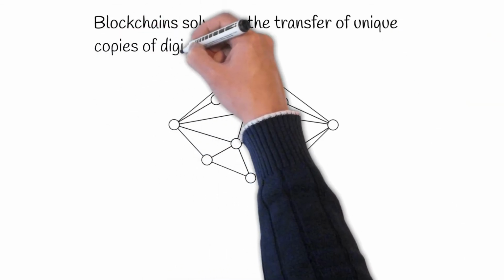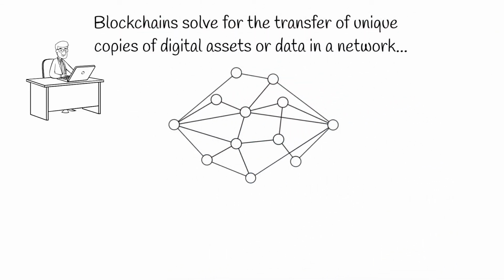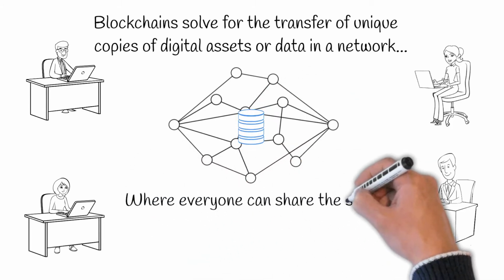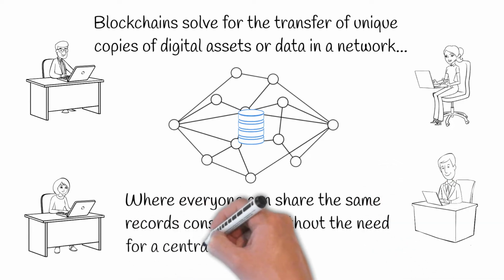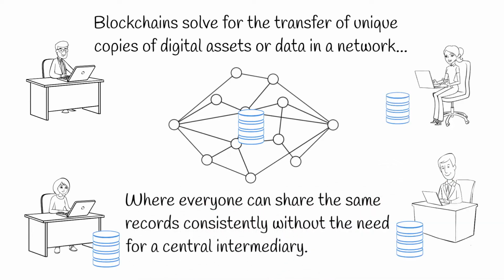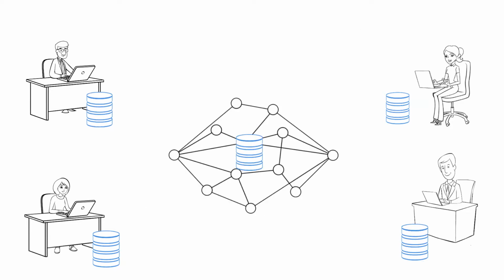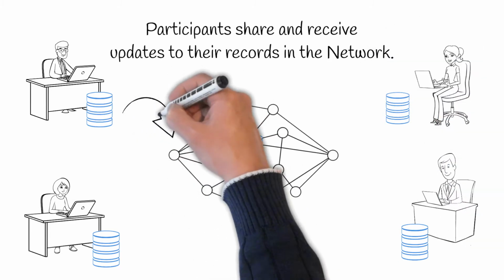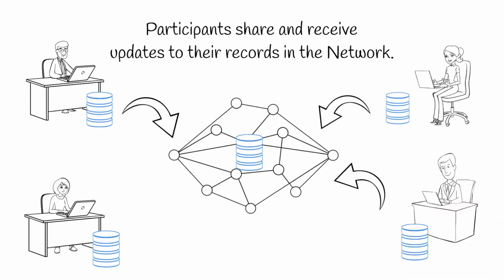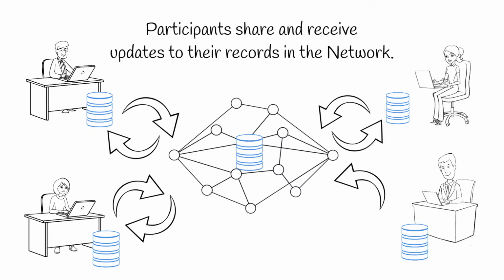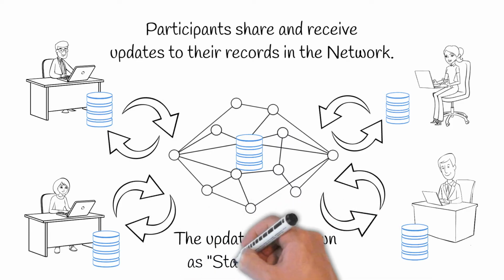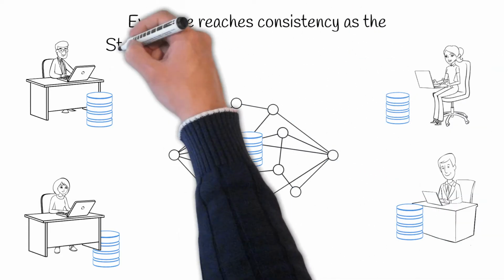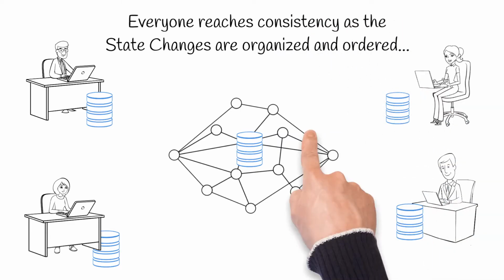Blockchains solve for the transfer of unique copies of digital assets or data in a network, where everyone in the network can share the same records consistently without the need for a central intermediary. Participants will share and receive updates to their records in the network. The updates to the shared data are known as state changes. Everyone can reach consistency across the network as the state changes are organized and ordered.